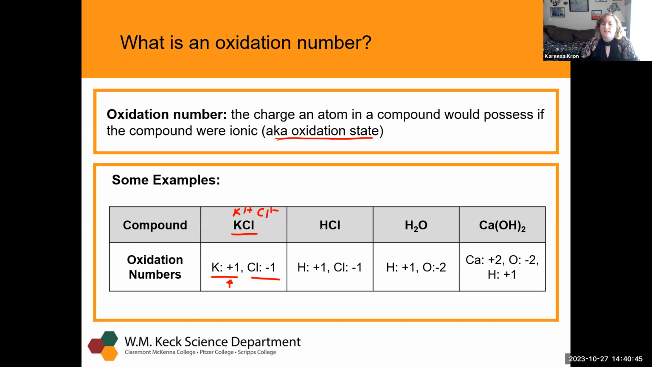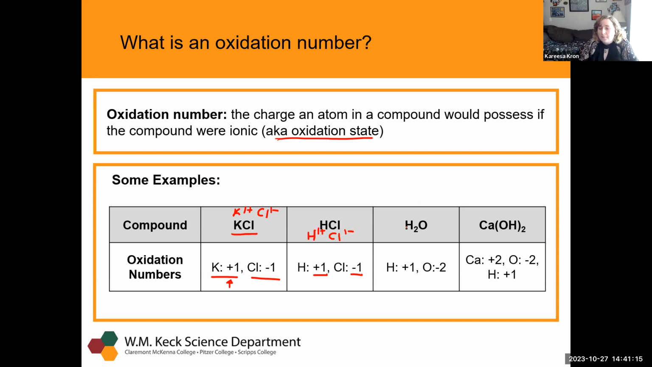Now, HCl is something that we would potentially identify as a polar covalent bond with the material we've already covered in this course. But if we pretend it's ionic, then we will once again have Cl1-, and in order to balance this, we have H1+, which means that the oxidation state for hydrogen is going to be +1, and the oxidation state for chlorine is going to be -1.